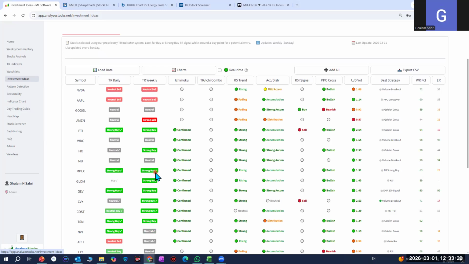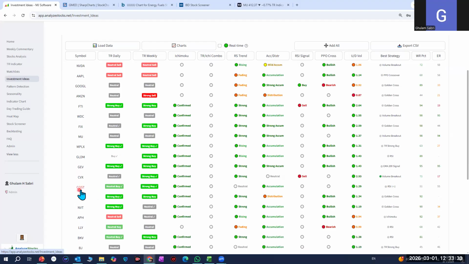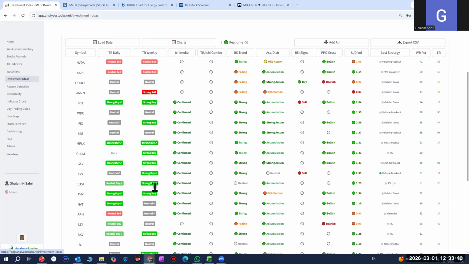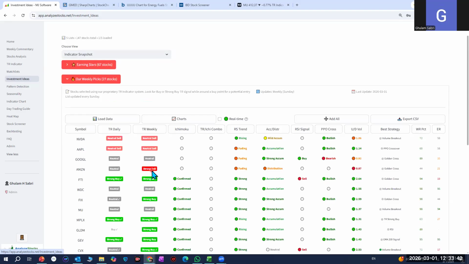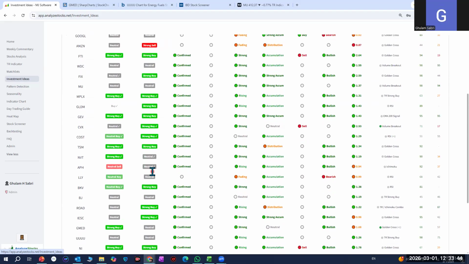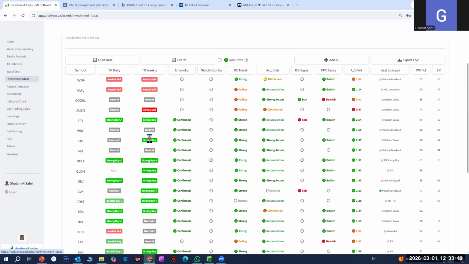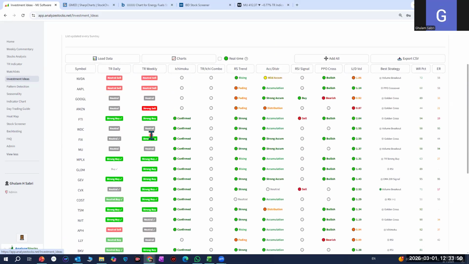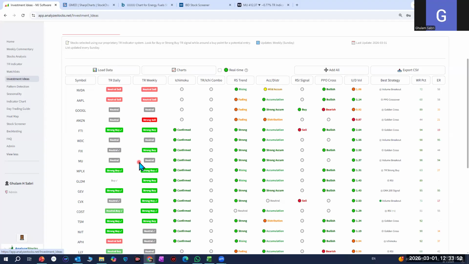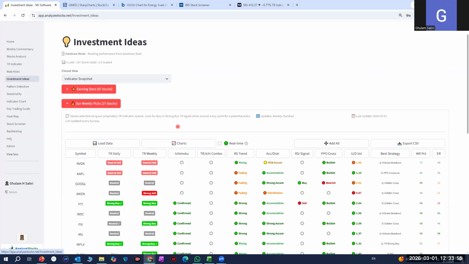MPLS has given a TR weekly signal on a weekly chart. Costco has given a signal on a neutral buy, the first state green triangle, and a strong buy on the TR weekly chart. This is our weekly. You will find most of them are in a strong buy zone or buy zones. Not many, except maybe Nvidia and Apple now. Those are long-term stocks. Otherwise, they would have been taken out of our weekly checklist.